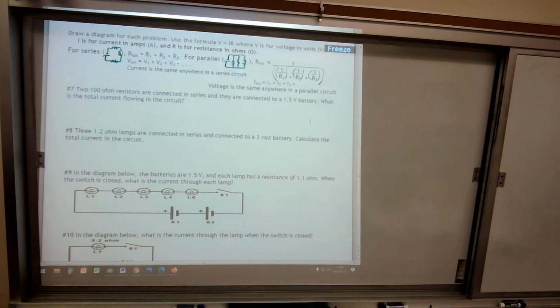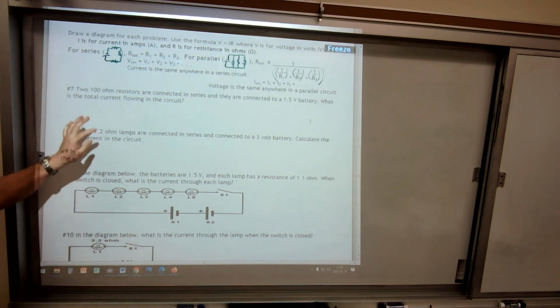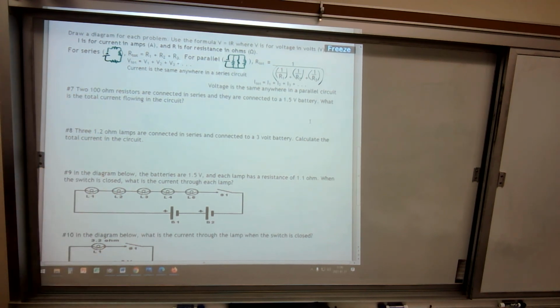But today is going to be pretty much all right. Some of these diagrams it draws for you, but it will ask you to draw these other diagrams.